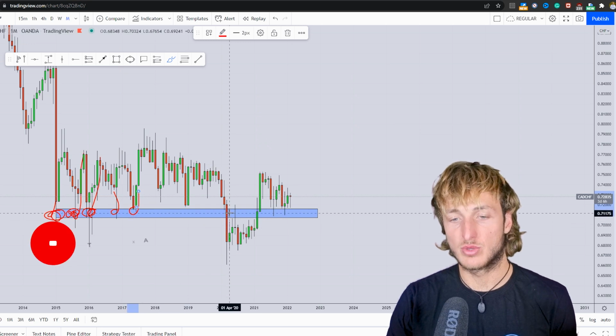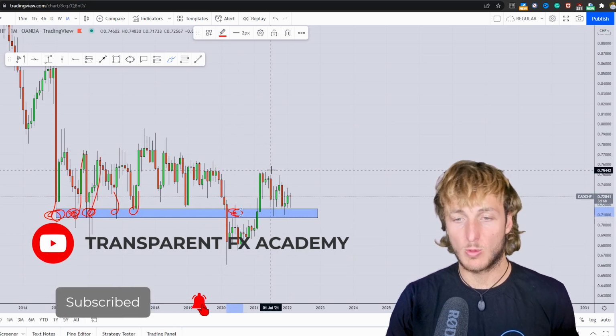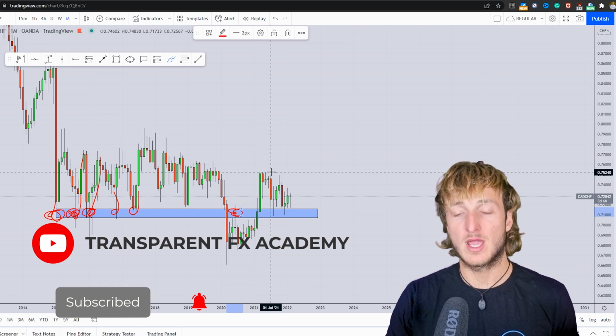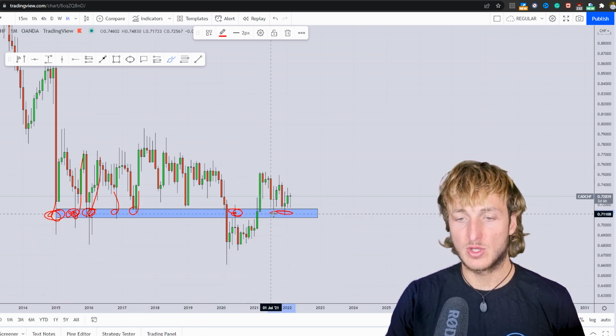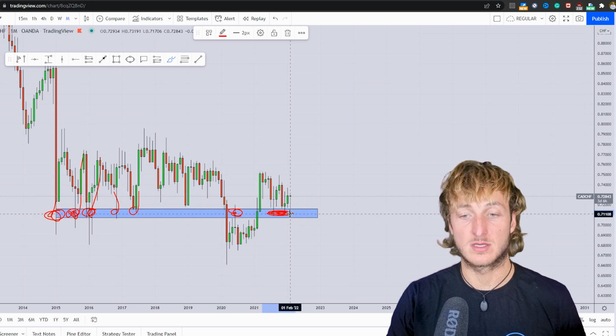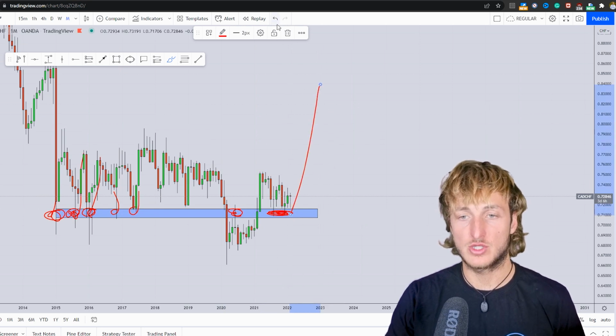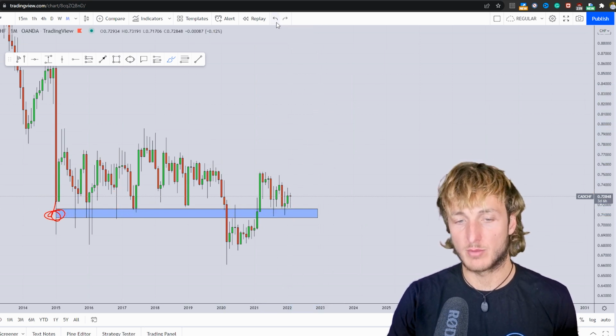At that point, this previous support was turned resistance. However, we now had a break back above this level, which the market just retested here as support. Therefore, a potential rejection higher seems very possible.